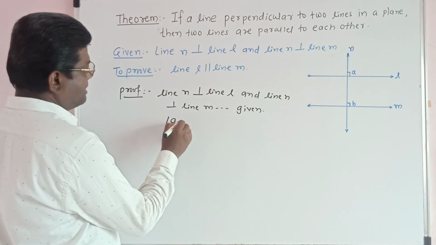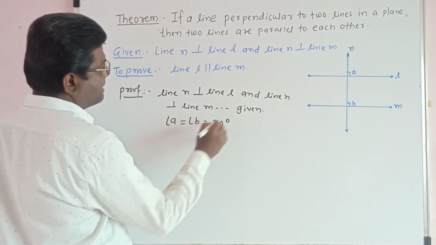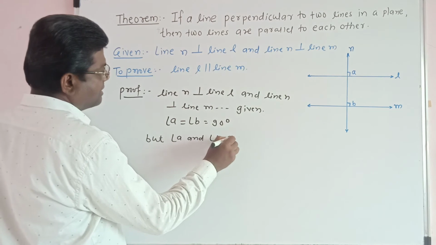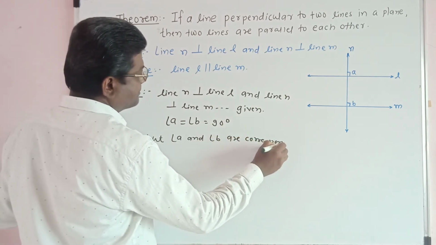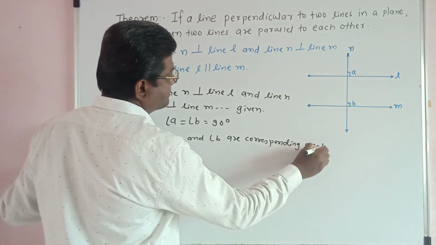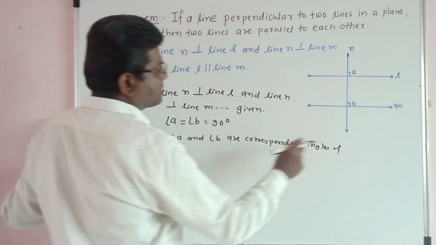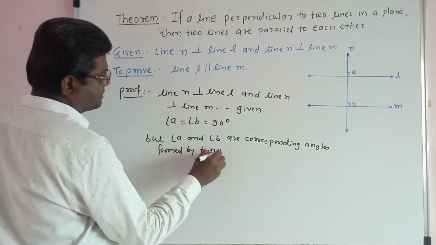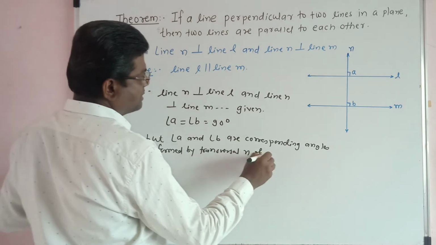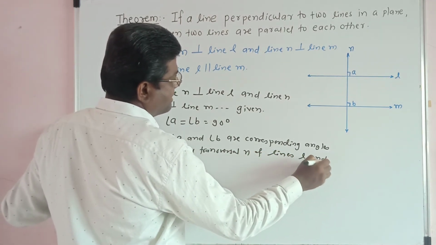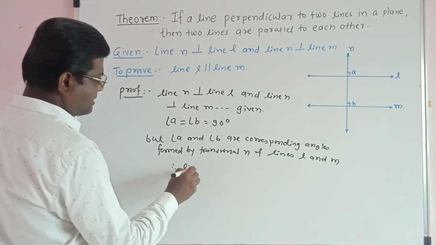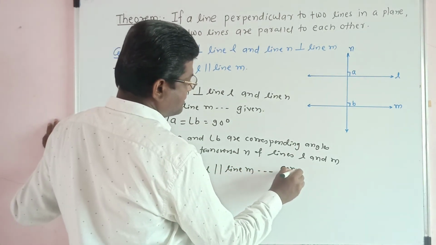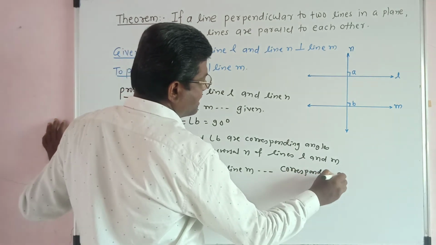So we have angle A is equal to angle B is equal to 90 degrees, but angle A and angle B are corresponding angles formed by transversal N of lines L and M. Therefore, line L is parallel to line M, and the reason is corresponding angles test.